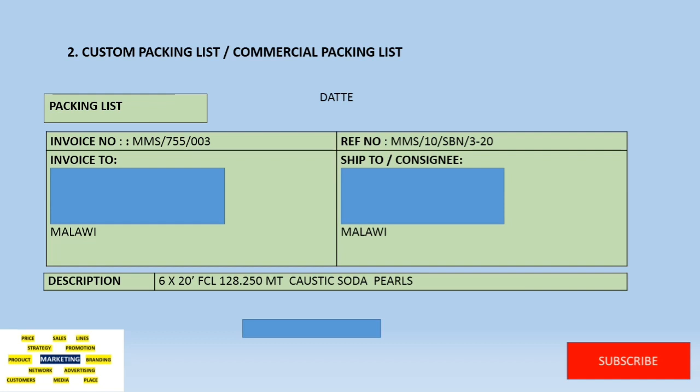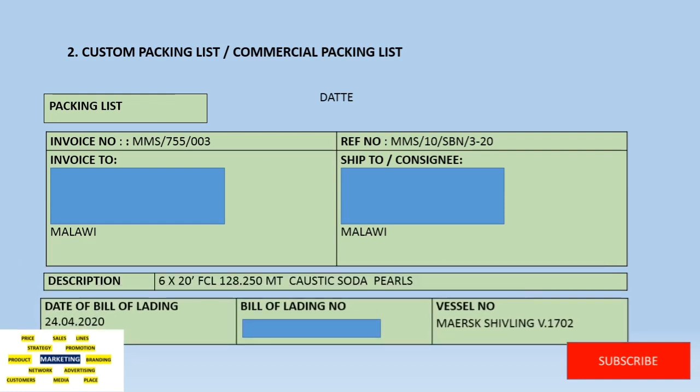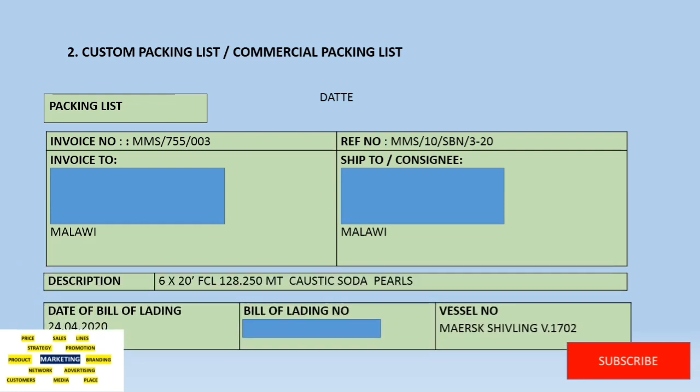Now we see the description. In the packing list, the description also says 6 x 20 FCL. It means 6 containers of 20 feet, with the total net weight in metric tons and the product name.